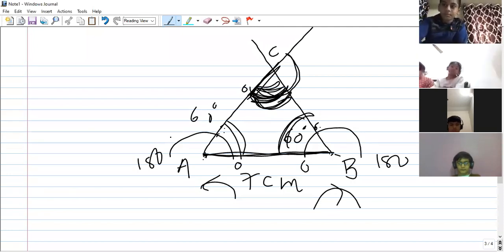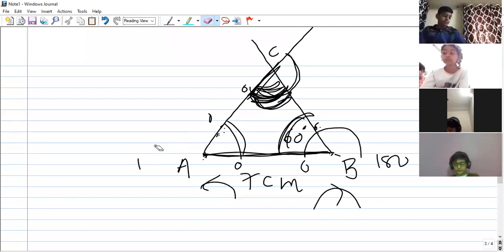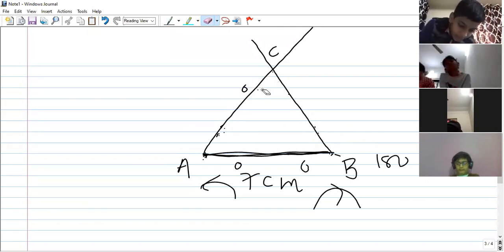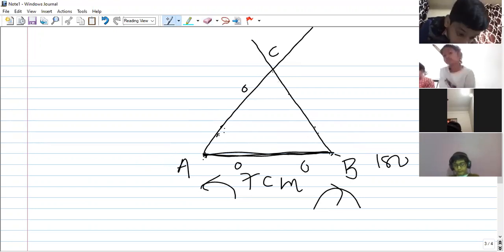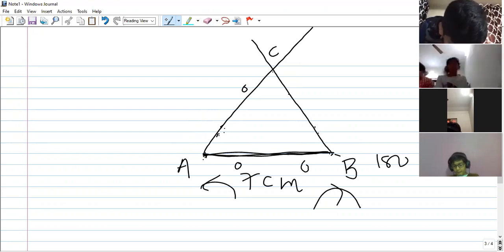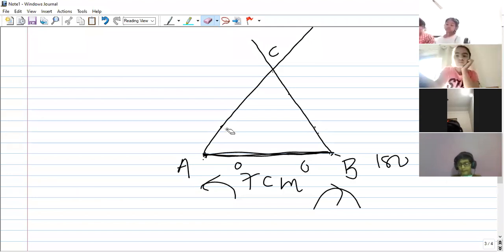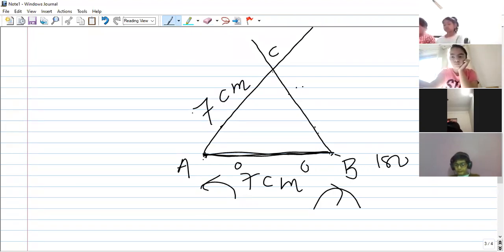Check the length of A to C. If your angles are perfect 60 degrees, A to B we had kept 7 centimeters. Now check the length of A to C and B to C. Check it and you will get the answer, I will tell you right now: 7 centimeters. Check it out. Do it.